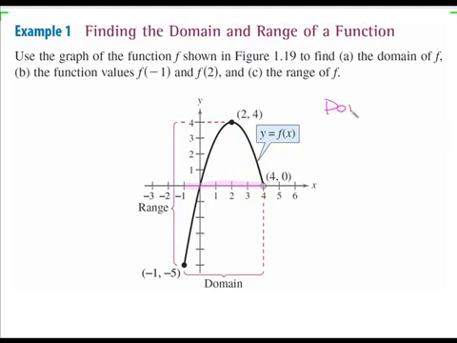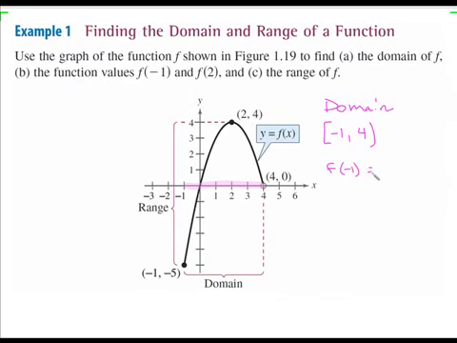So to find the domain here, what are the x values? At -1, we do include it because it's a closed bubble here. So at -1, we do include it. And it covers all these x values up until we get to 4, and that's not included, so we use the parentheses. Okay.